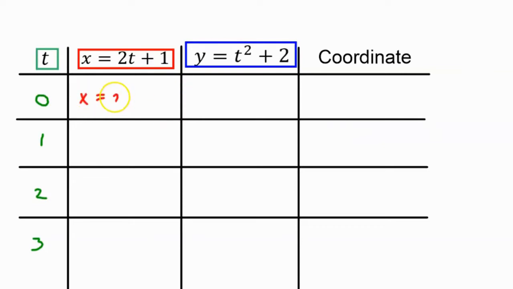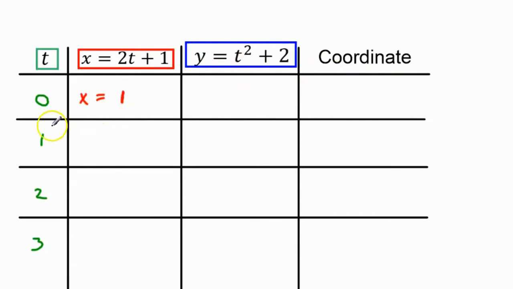So on the first one, we'll try x equals, now we have 2 times t, but t is 0. So we're going to say 2 times 0 and then plus 1. So remember that 2 times 0 is 0, and if we add 1 to that, that's going to give us 1. So let's find some more coordinates.